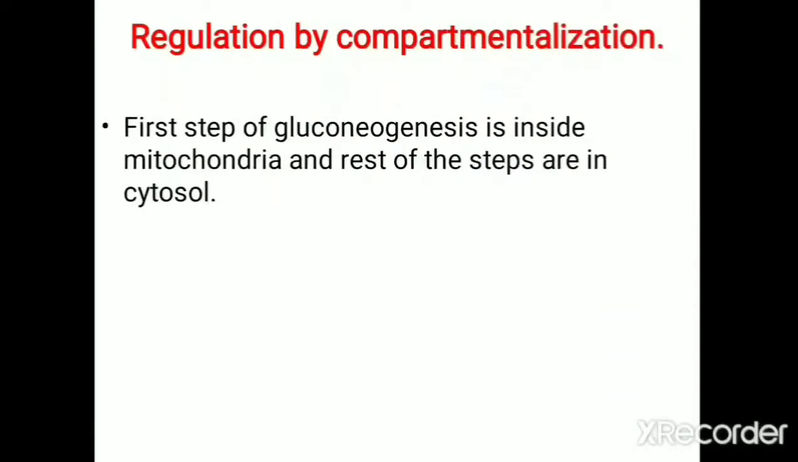The last one is regulation by compartmentalization. Just write this subheading, because in gluconeogenesis some reactions take place in mitochondria and the remaining reactions take place in cytoplasm. The first reaction, mediated by pyruvate carboxylase, takes place in mitochondria, and the other reactions take place in cytoplasm. That is all regarding regulation of gluconeogenesis. So that's all regarding gluconeogenesis.